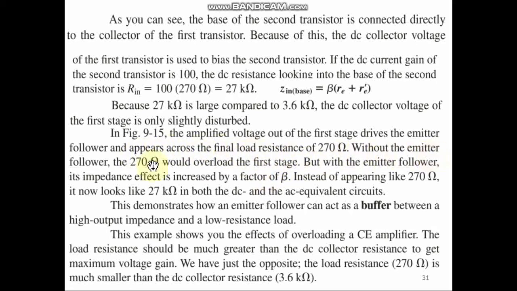Okay, without the emitter follower, the 270 ohm would overload the first stage. But with the emitter follower, its impedance effect is increased by a factor of beta. Instead of appearing like 270 ohm, it now looks like 27 kilo ohm in both the DC and AC equivalent circuit.